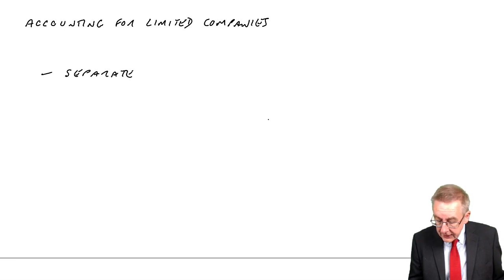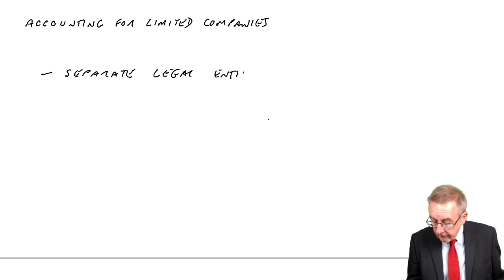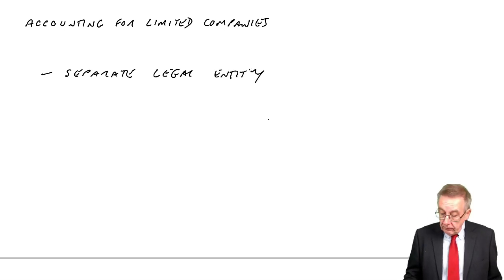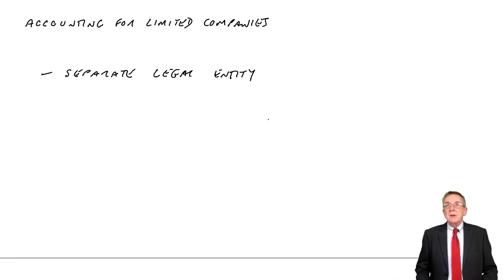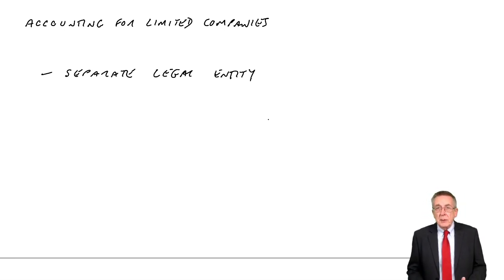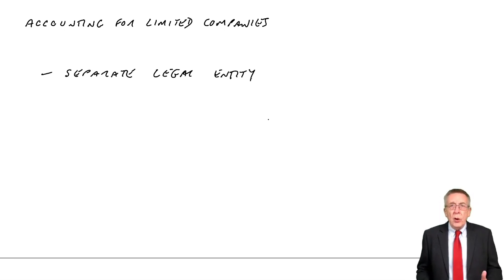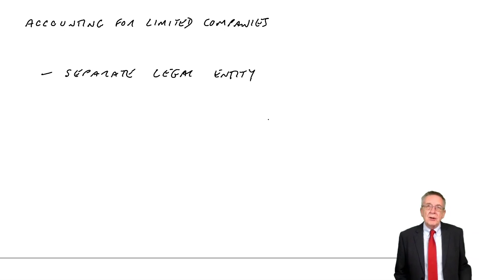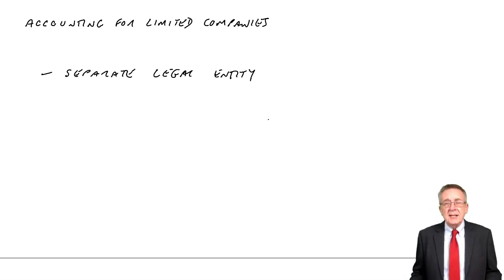What I mean by that, if you remember when we talked about sole traders, all the way through we treat the business as though it's separate from the owner from an accounting point of view. But for a sole trader, in law, the business is the owner. If the business does something wrong, it's the owner who can get taken to court.